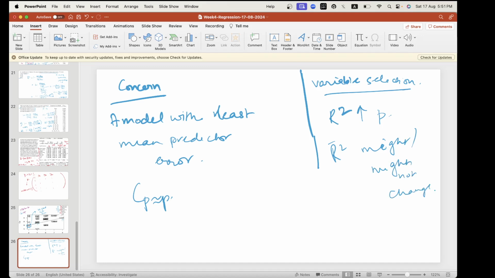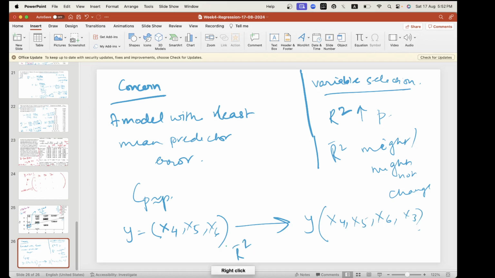So here we used x1, x4, x5, x6. Now in the revised model we want to use x4, x5, x6 and let's say x3. Then we can compare the adjusted R square for this model and for that model. If this is giving me substantial results, maybe I could go forward if I believe that inclusion of this variable is very important. Otherwise, I could also skip it.